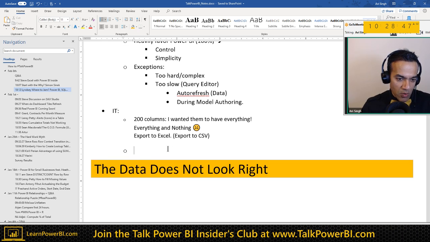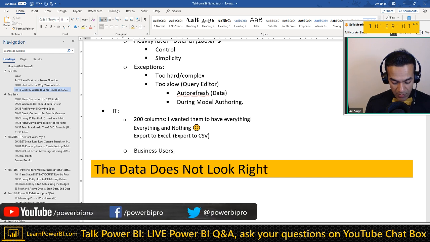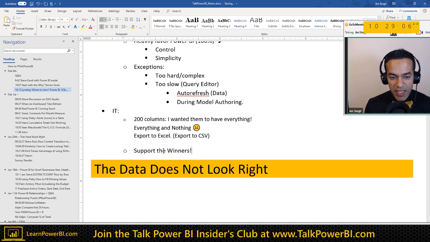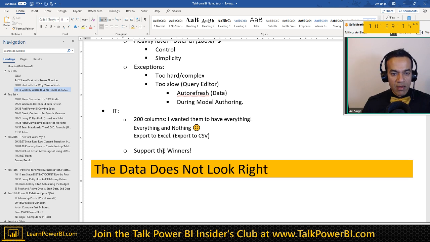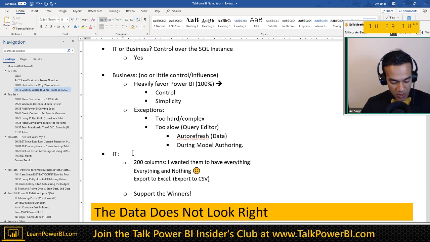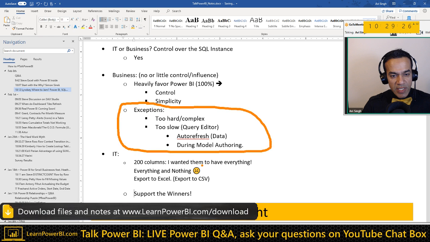So the way I would approach it from IT is that, instead of trying to do everything with business users, I just try to support the winners. Let the business users do this kind of stuff, right? And let them come to you for exceptions, and you only implement that. So that's what I would do from IT side.